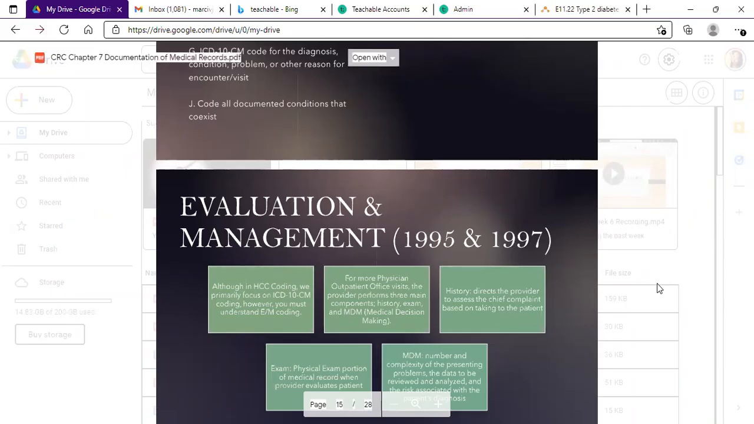So the history. Let's go over those three components. The history directs the provider to assess the chief complaint based on talking to the patient. The chief complaint is the reason why you're there, the reason why you came to the hospital, the reason why you came to the emergency room, the reason why you came to the doctor's office, the reason why you called and made the appointment.